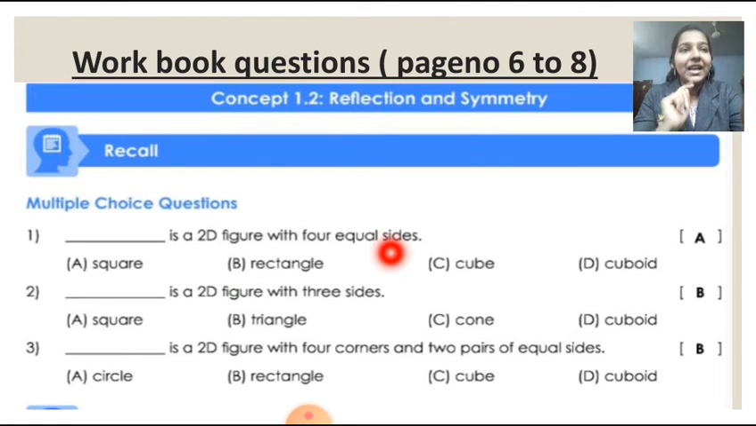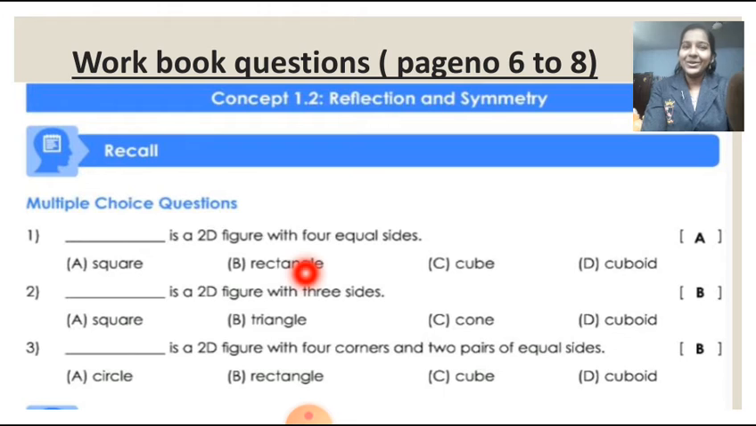Yes, that is square. Very good. So you can write option A here. Okay children. Now look at the next one. Dash is a 2D figure with 3 sides. Which shape has 3 sides? Yes, triangle. Very good. So triangle is the 2D figure with 3 sides. Option B is the right answer.